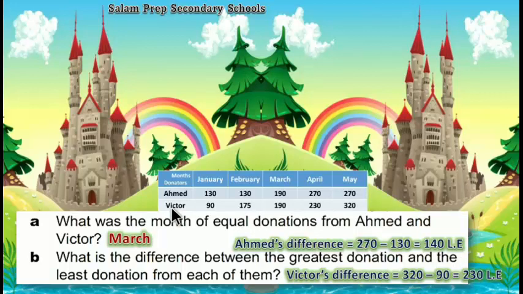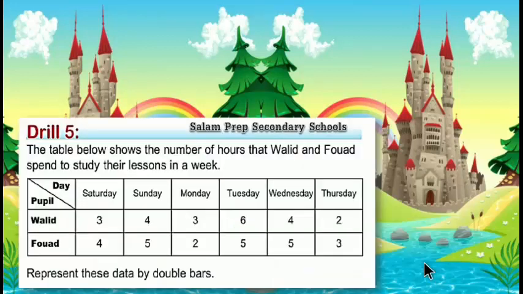Look at Victor donations. The smallest donation is 90. The greatest donation is 320. So Victor difference equal 320 minus 90 equal 230 pounds.